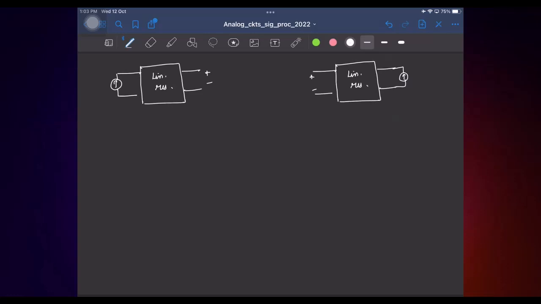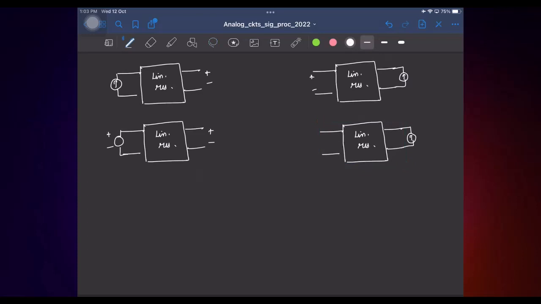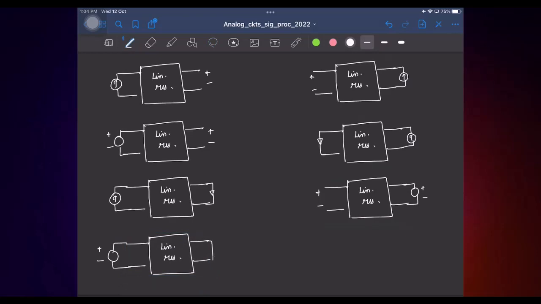Now, if the excitation is a voltage and I measure the voltage in this direction, this response you can get by injecting a current at the second port and measuring a current from top to bottom. Now let us say I'm interested in applying a current and measuring a current in this direction. What should I apply here? A voltage source should be applied here, and I should measure the voltage in this direction. And the last combination: I apply a voltage in this direction and measure the current like this.